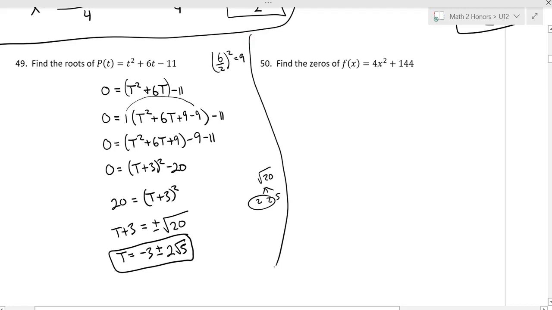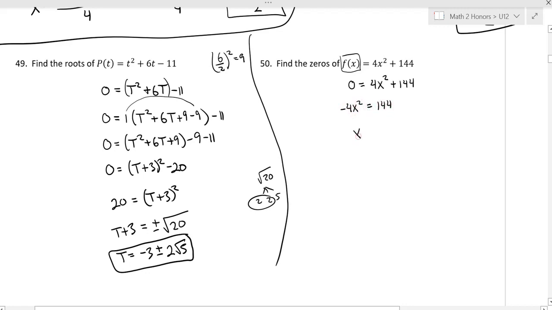And our last one, we're going to find the zeros. So plug in 0 for y. F of x is the same thing as y. And because there's no linear term, no term with x, I'm just going to solve by taking the square root. So I will subtract 144 from both. Actually, I'll just subtract 4x squared. So I'll get negative 4x squared is 144.